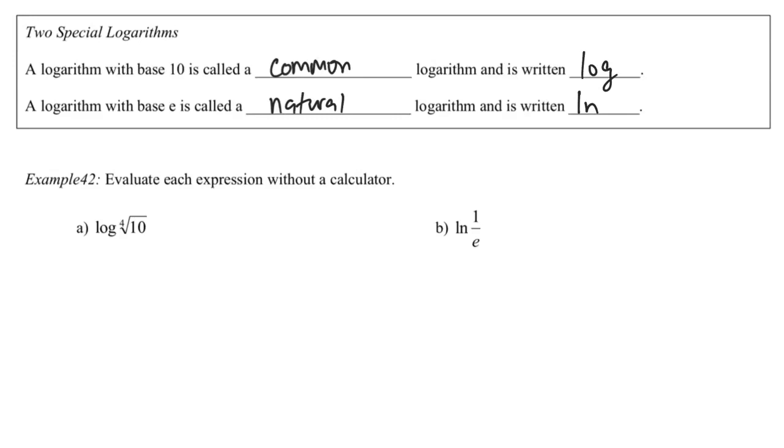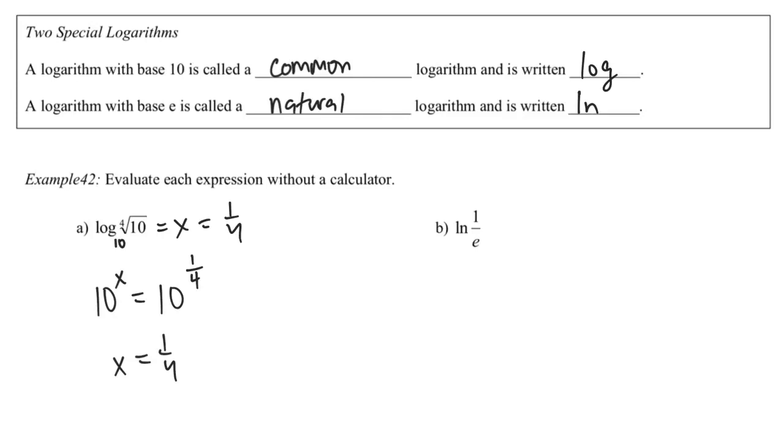Okay, so evaluate these without a calculator. Notice that log with no base means that the base is really 10. And so this is going to say 10 to the x is equal to 10. Getting that out of radical notation means that we're going to have the exponent on the 10, which is 1, divided by the root, which is 4. And so therefore this is going to be x is equal to 1/4.